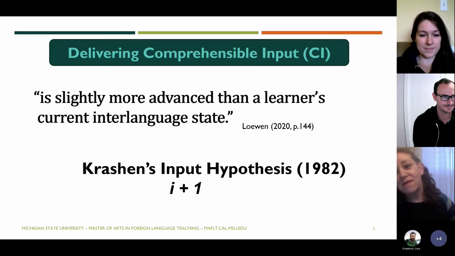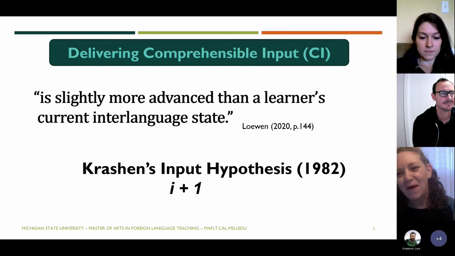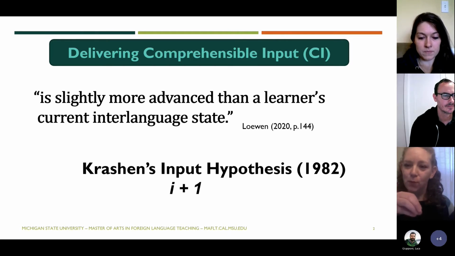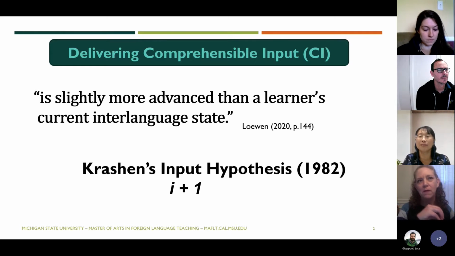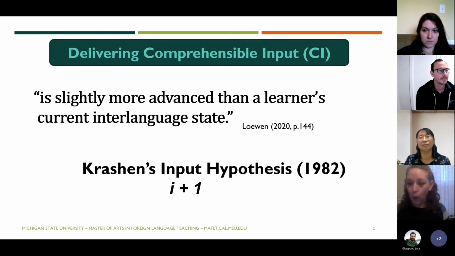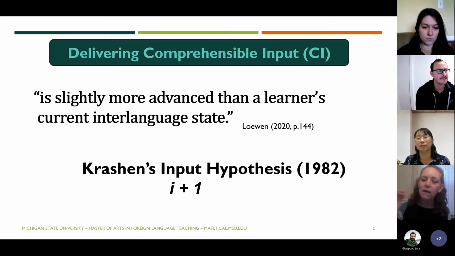So Stephen Krashen's hypothesis of input talks about how input should be what he calls I+1, the one being just slightly more advanced than what the students can comprehend.